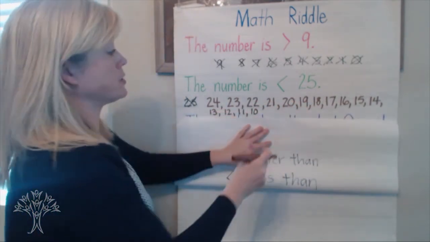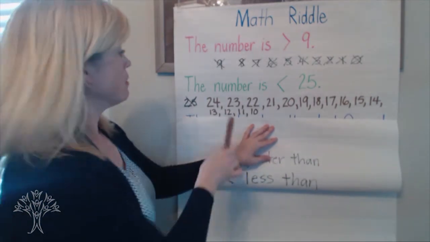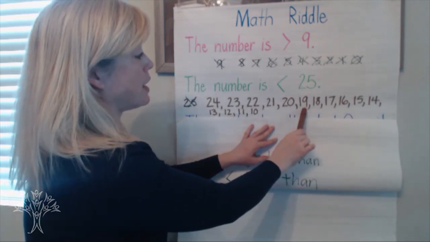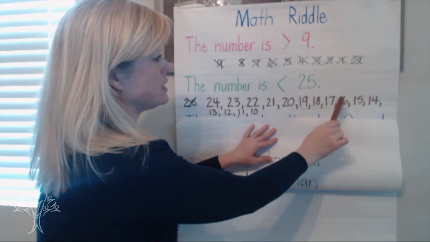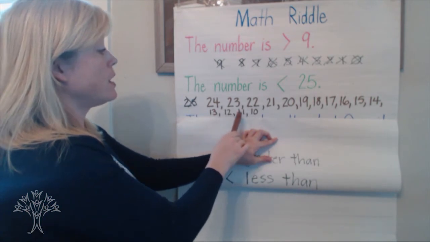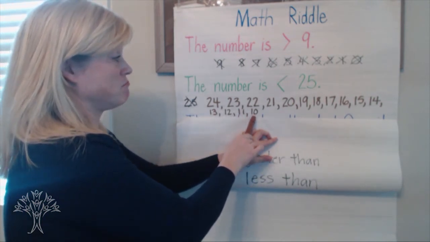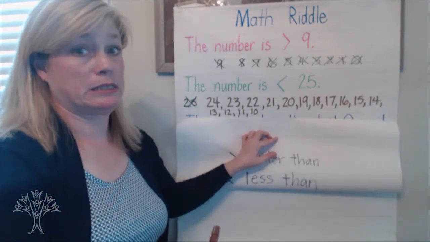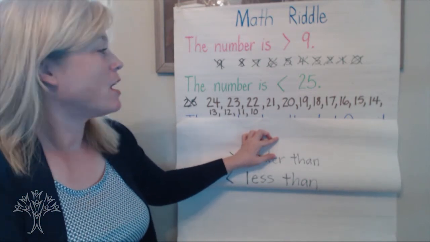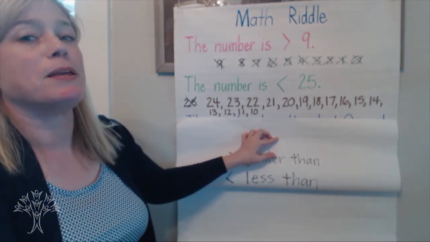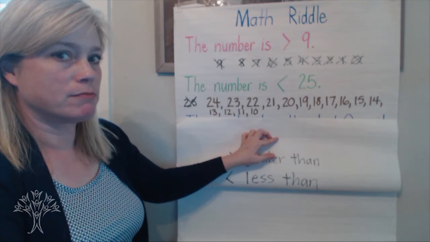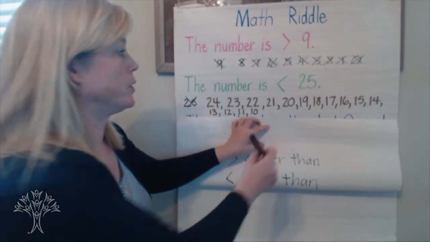Ooh, so it could be the numbers. Let's just count backwards. 24, 23, 22, 21, 20, 19, 18, 17, 16, 15, 14, 13, 12, 11, 10. It could be any of those numbers. I wonder which one it is. Are you making kind of a guess right now? Are you kind of thinking, I think it's going to be the number? You have one in your head? All right, let's see if you're right. Let's find another clue.